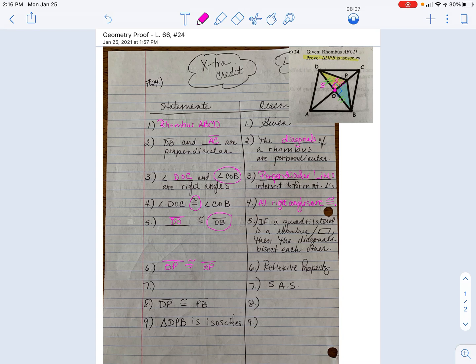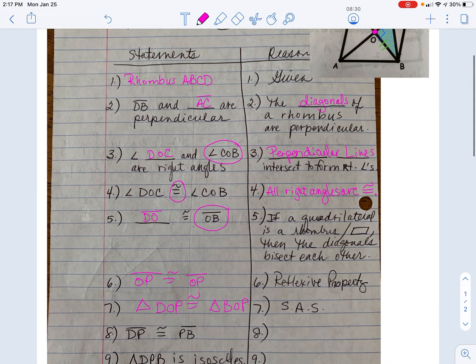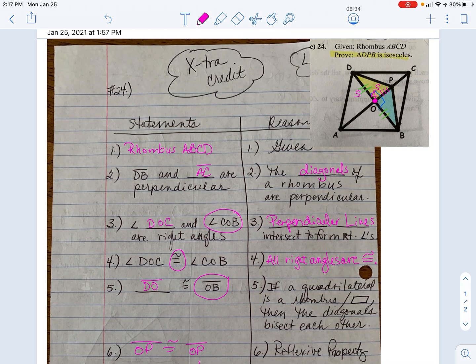So now I can make the statement that triangle DOP is congruent to BOP because of side, angle, side. Okay, so we got those 3 parts. We showed those congruent. That's good. Now, number 8 states in the proof that DP and PB are congruent. So let's go find that.